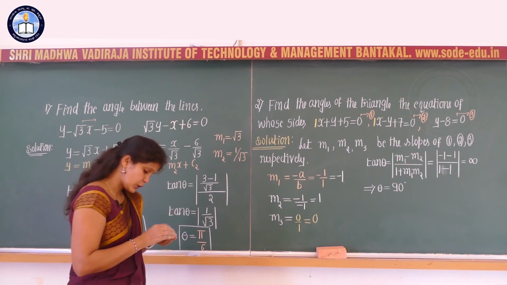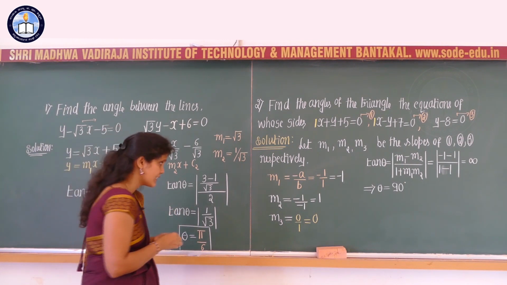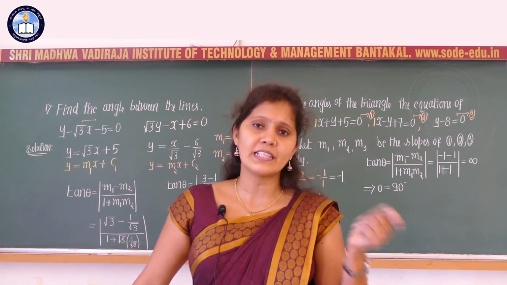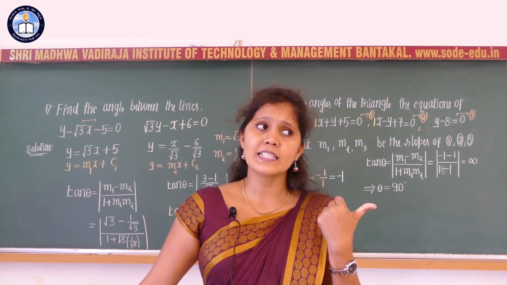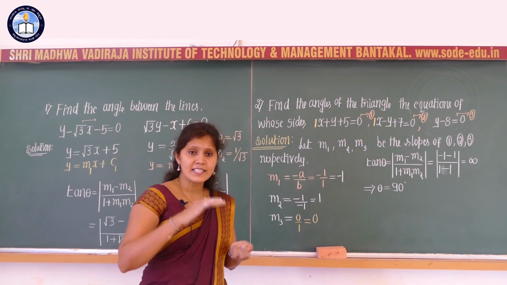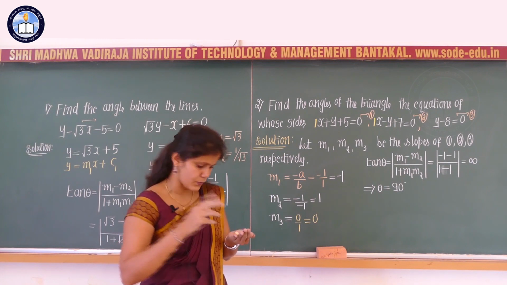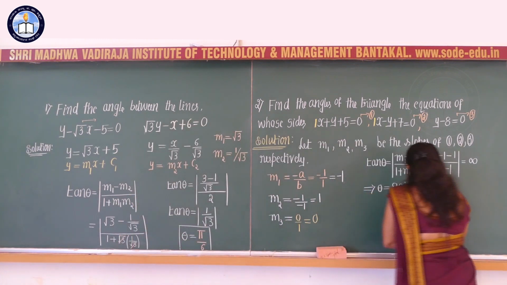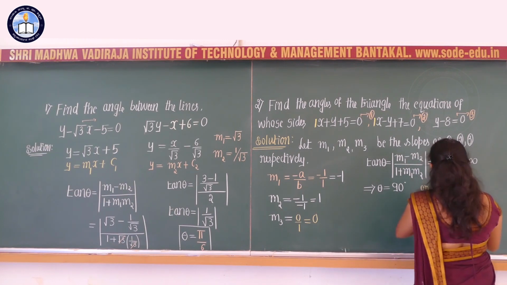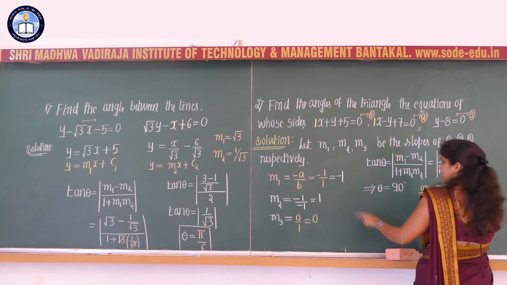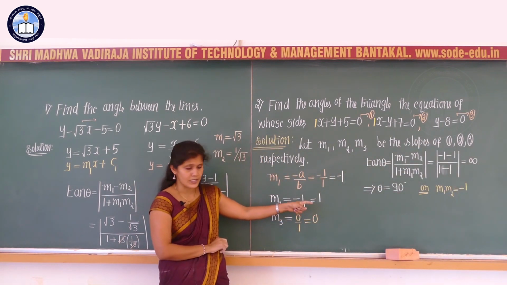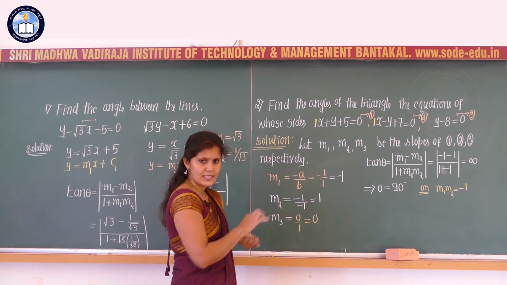Or no need to write this formula also. If you are not writing the formula, then which method can I consider? Already we have derived the condition: if two lines are parallel to each other, what is the condition with respect to their slopes? Or if the two lines are perpendicular to each other, what is the condition? If any two lines are perpendicular to each other, then the product of their slopes is equal to minus 1. So m1 into m2 is equal to minus 1. The product of these two slopes is minus 1. So we can say that these two lines are perpendicular to each other, or theta is equal to 90 degree. Both cases you can consider.